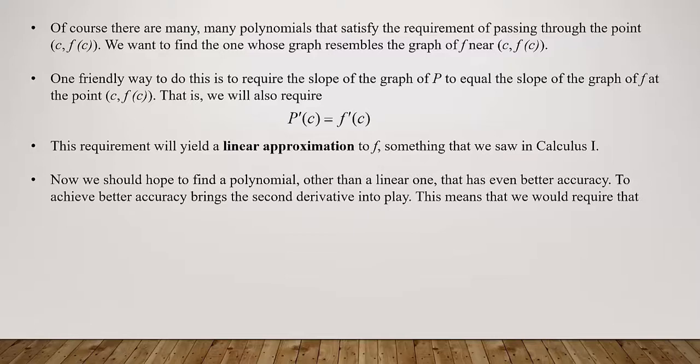And to achieve better accuracy, let's bring the second derivative into play. That means not only do we want p of c to equal f of c, the polynomial passing through the point (c, f(c)), and p prime of c equaling f prime of c, so that the slope of the graph of p equals the slope of the graph of f, but let's also require p double prime of c to equal f double prime of c. That would give us a better approximation. It would probably give us a quadratic approximation. The polynomial would be quadratic.